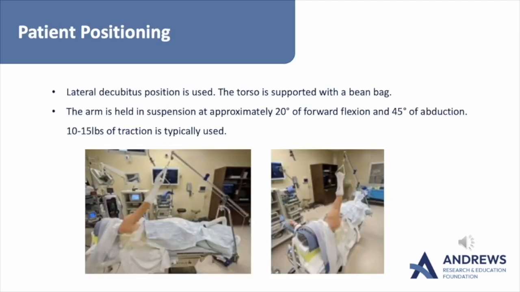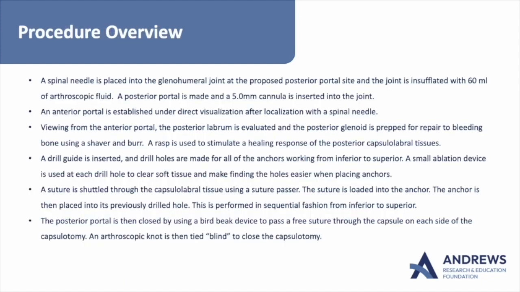Patient positioning: lateral decubitus position is used. The arm is held in suspension at approximately 20 degrees of forward flexion and 45 degrees of abduction. 10 to 15 pounds of traction is typically used. A spinal needle is placed into the glenohumeral joint at the proposed posterior portal site, and the joint is insufflated with 60 mL of arthroscopic fluid.